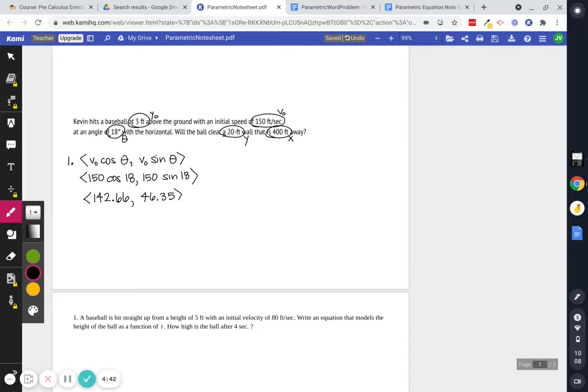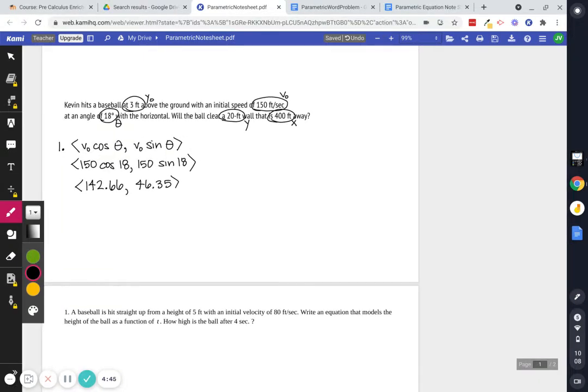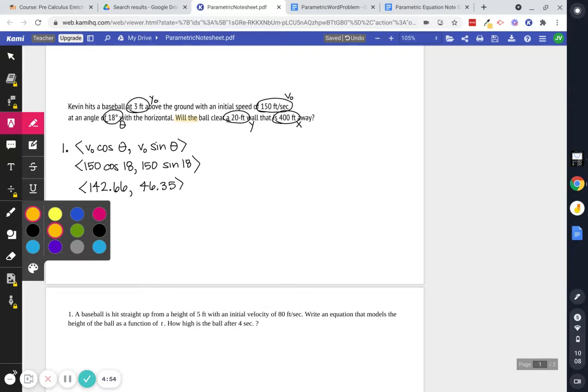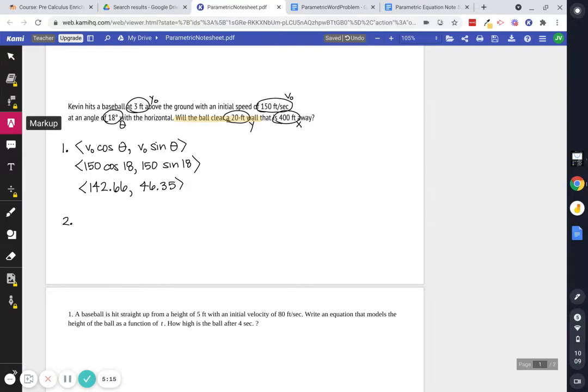The reason I'm going to start with x is because this question says, will the ball clear a 20-foot wall? That's what's happening. So my final answer is, is it going to do it or is it not going to do it? That's when I'm going to know my problem is done. I want to know that when the ball is 400 feet away, am I high enough to clear the wall? So what I want to work with first is this idea of 400 feet away. So let's dig into that.